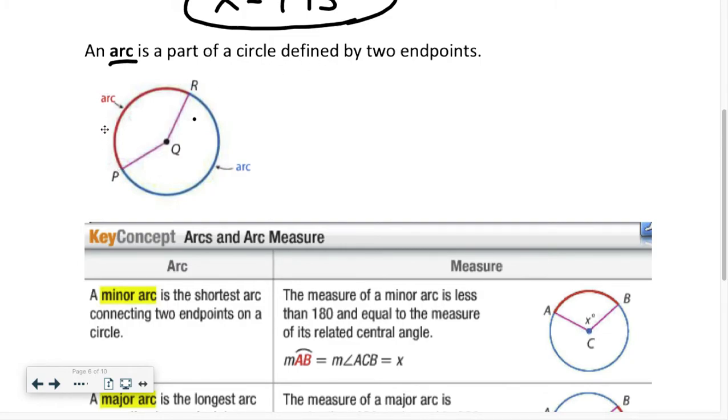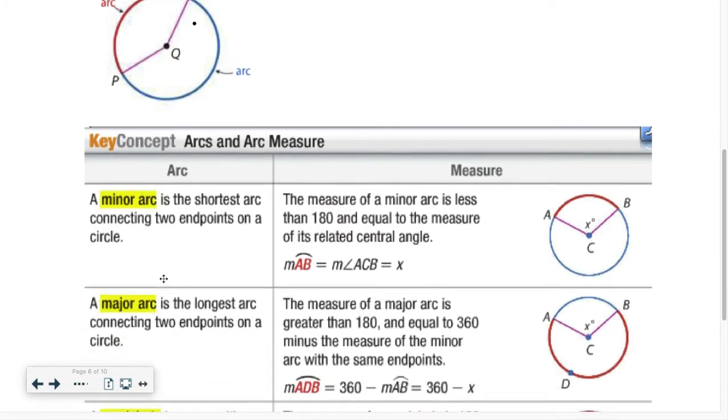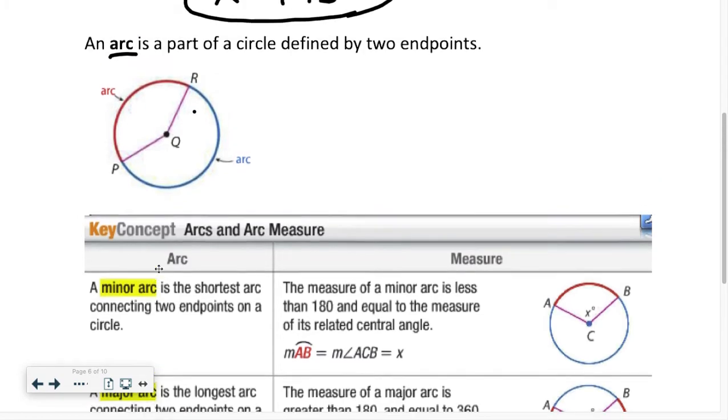So here, P and R, there's two arcs that could be defined by that because we go clockwise or counterclockwise from P to R. So a minor arc, guys, that's the shortest arc connecting the two endpoints. So the minor arc PR would be the one highlighted in red here that you can see the mouse is kind of going over. Okay, the major arc, that's the longest arc connecting two endpoints. So the major arc would be the blue arc here. Okay, the blue arc is the major arc.